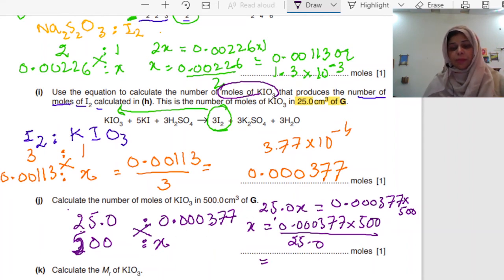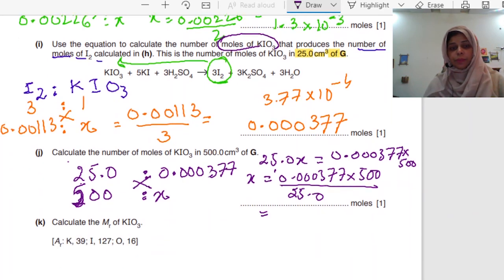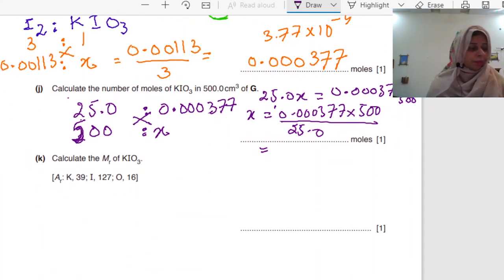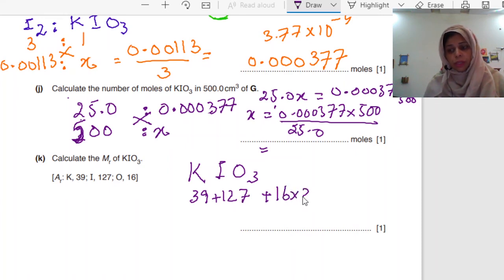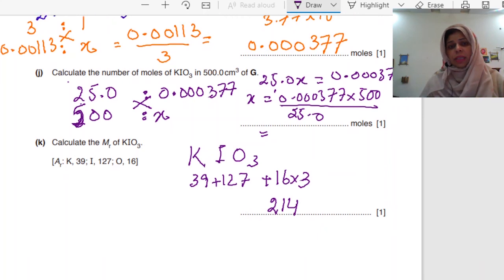In the next step, we have to calculate the molecular mass of potassium iodate. For this we have the atomic masses. How to calculate potassium iodate? 39 plus 127 plus 16 times 3, the answer will be 214, the molecular mass of potassium iodate, that is KIO3.